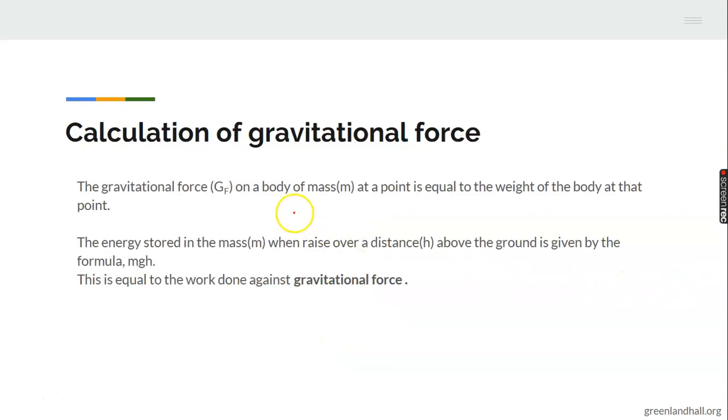So we are going to look at calculations of gravitational forces. The gravitational force, given the acronym GF, on a body of mass M at a point is equal to the weight of the body at that point. The energy stored in mass M when raised over a distance h above the ground is given by the formula mgh. For instance, you have an object of mass 10 kg being thrown up through a height of so many meters. So you can always calculate your work done. G is always constant, given as the acceleration of gravity.